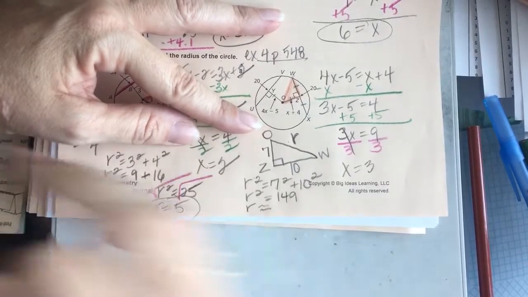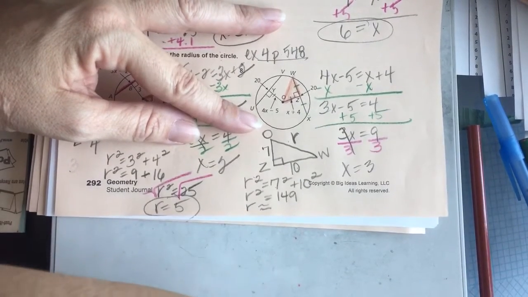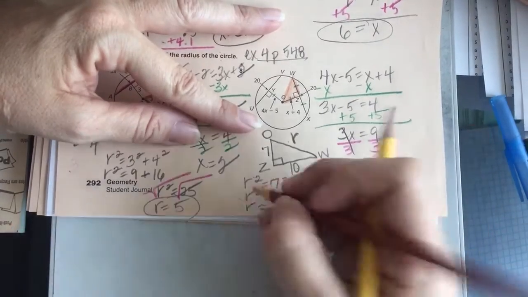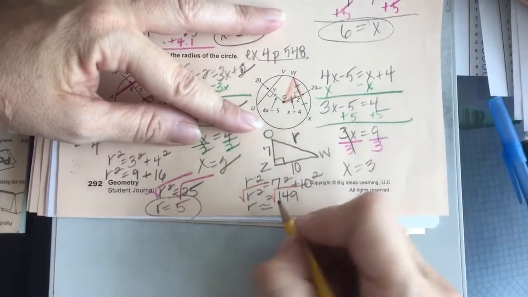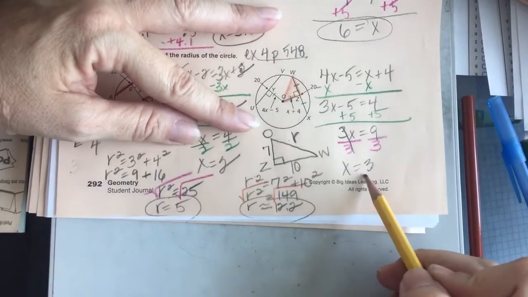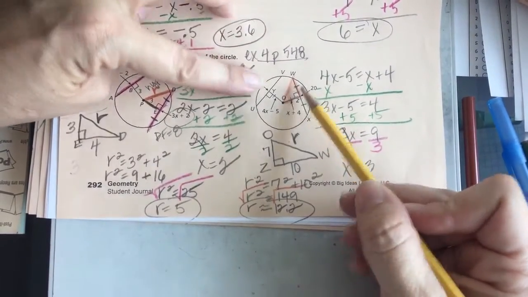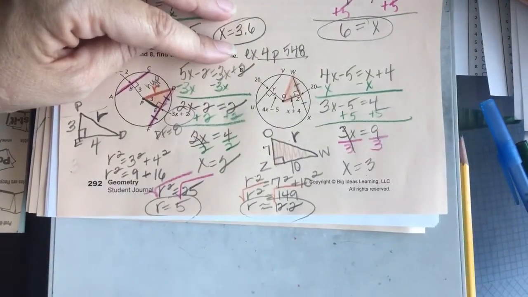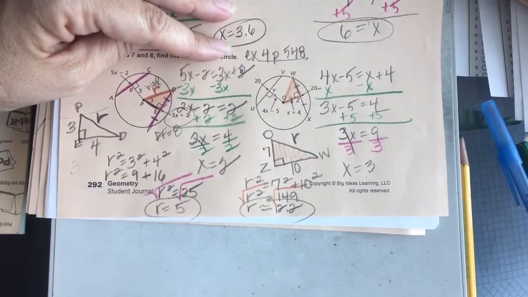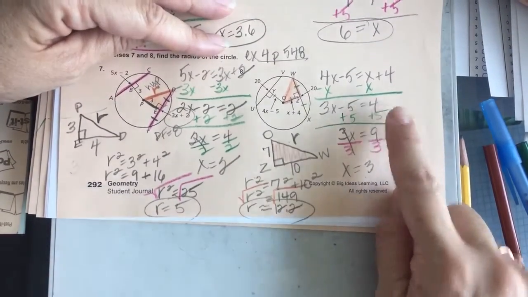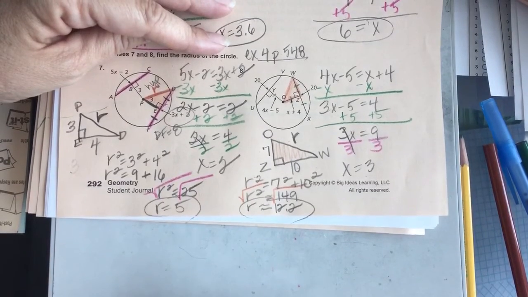So the radius of this is the square root of 149, and I'm in my calculator, and I'm estimating that to be about 12.2. So finding my x, going to look and bring off that triangle, and using that triangle to help me solve for the radius. It was a multi-step problem that involved some good algebra solving and our Pythagorean theorem.